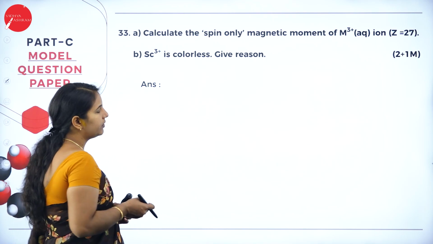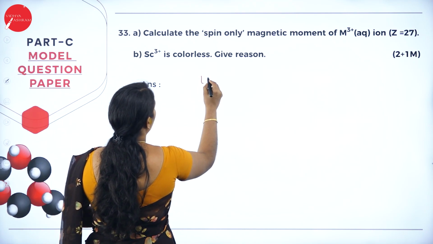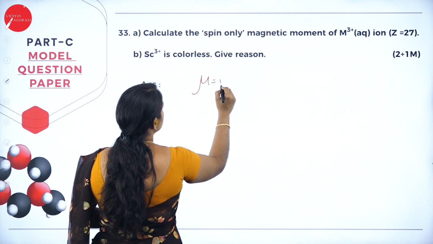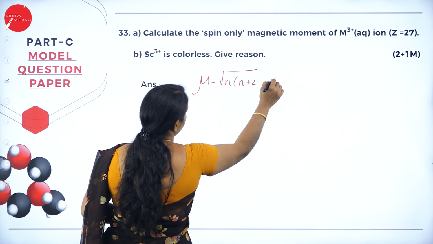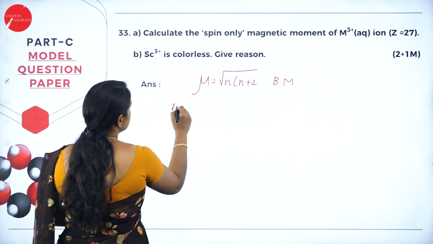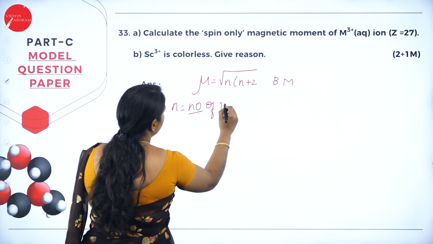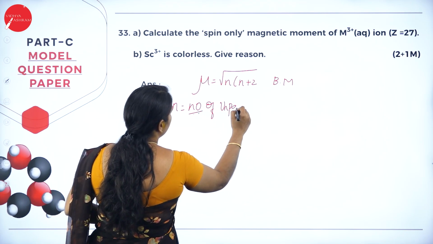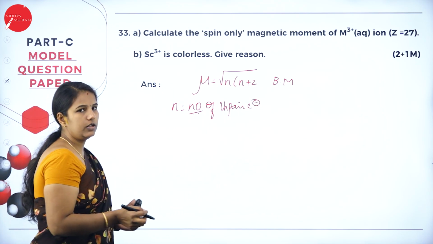So we have to calculate what? Magnetic moment. How do you calculate the magnetic moment? With the formula mu is equal to square root of n into n plus 2 Bohr magneton. Correct. So what is n here? n is nothing but the number of unpaired electrons.